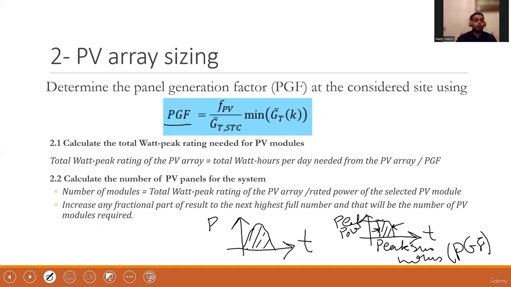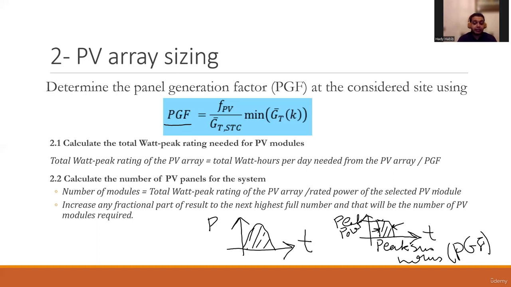So what we are going to know is that the total watt peak rating of the PV array is the total watt hours per day needed from the PV array divided by the panel generation factor, which you already know about your site. And then we will need to know how many modules we need, which is the total watt peak rating of the PV array that we calculated in the previous step, divided by the rated power of the selected PV module, the one module rated power. We will use it as a maximum power.